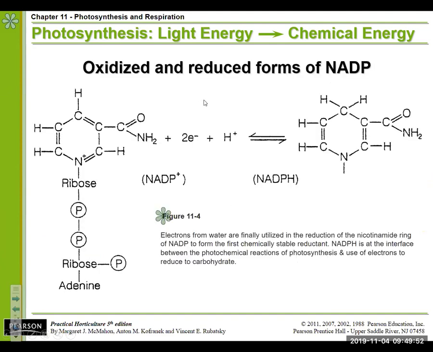So here we have both the oxidized and the reduced forms of that molecule, NADP, where, looking at it in the center, the electrons from the water are being utilized in the reduction of that molecule. Basically just moving the energy, and in the process also creating the molecules that are used to make more DNA.